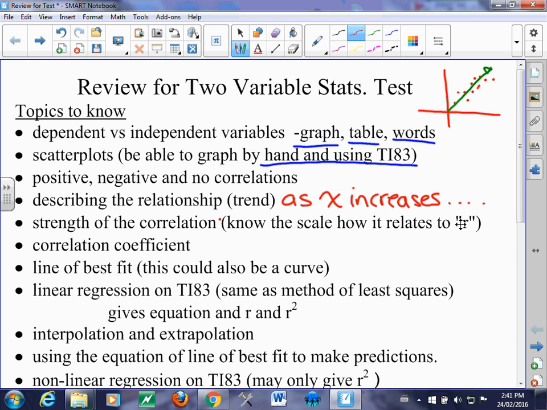Okay, strength. Now the strength, folks, is based on the scale that was in the textbook that we've gone over also in our lesson, and it breaks it down into thirds, right? So weak, moderate, strong. Correlation coefficient, ladies and gentlemen, that's your R value. Make sure you know how to use the graphing calculator to get that, and don't forget to do this.